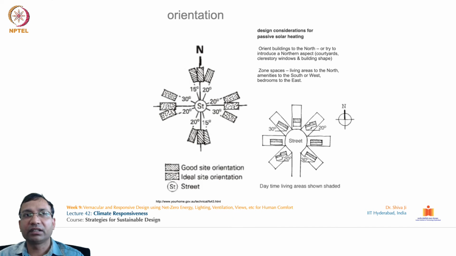So this is an example from Melbourne itself, showing how the building location has been given here. You can see this legend. This is the good site orientation, which is facing north and south, and this is the ideal site orientation, which is facing east and west. So there is a combination which we must establish between the prevailing sun direction, prevailing wind direction, and the other natural features on any given site.